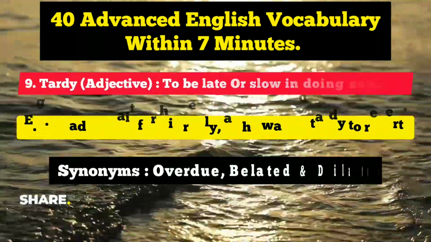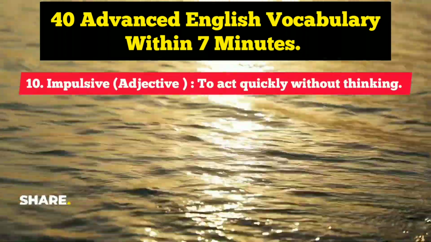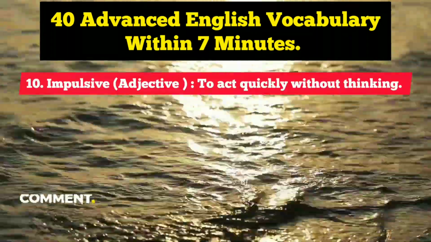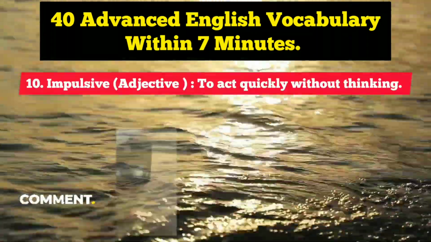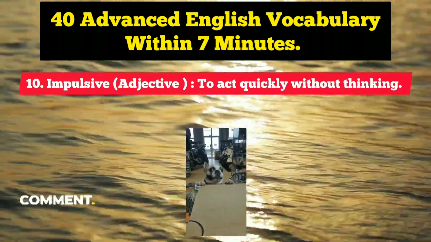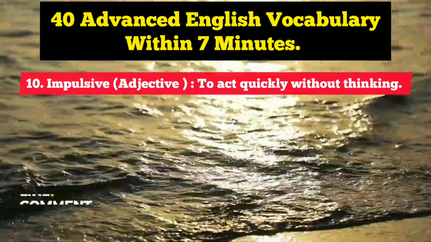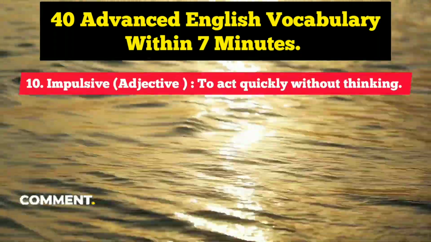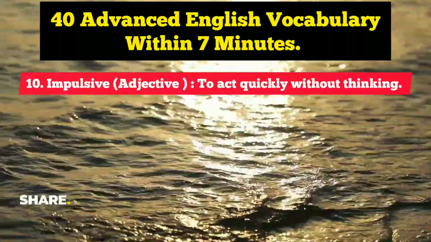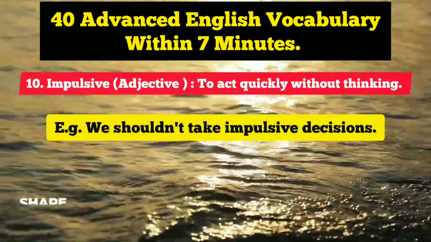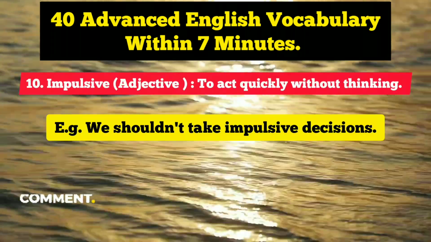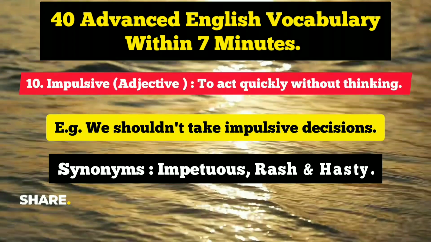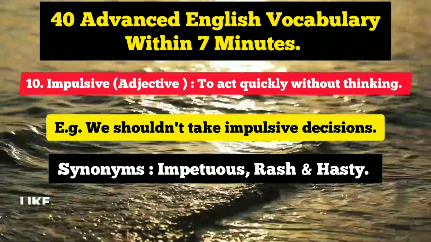So up next we are going to turn our attention towards the last advanced English vocabulary that you see on your screen, that is impulsive. Impulsive is an adjective. It's a very important word. It means to act quickly without thinking, to act suddenly without thinking. So let's see how to use it. As you see the example, we should not take impulsive decisions. So I'm quite sure it's crystal clear. So we can use three synonyms. The three synonyms are impetuous, rash, and the third is hasty.